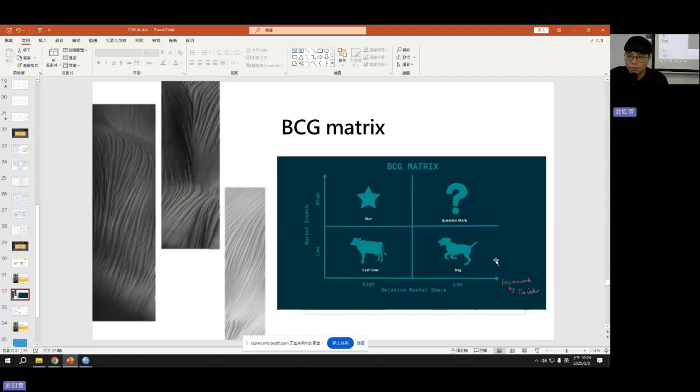Also, they don't have the market potential. So this is what we call a dog. Also, we have the question mark. That means you have high market growth, but relatively low market share.